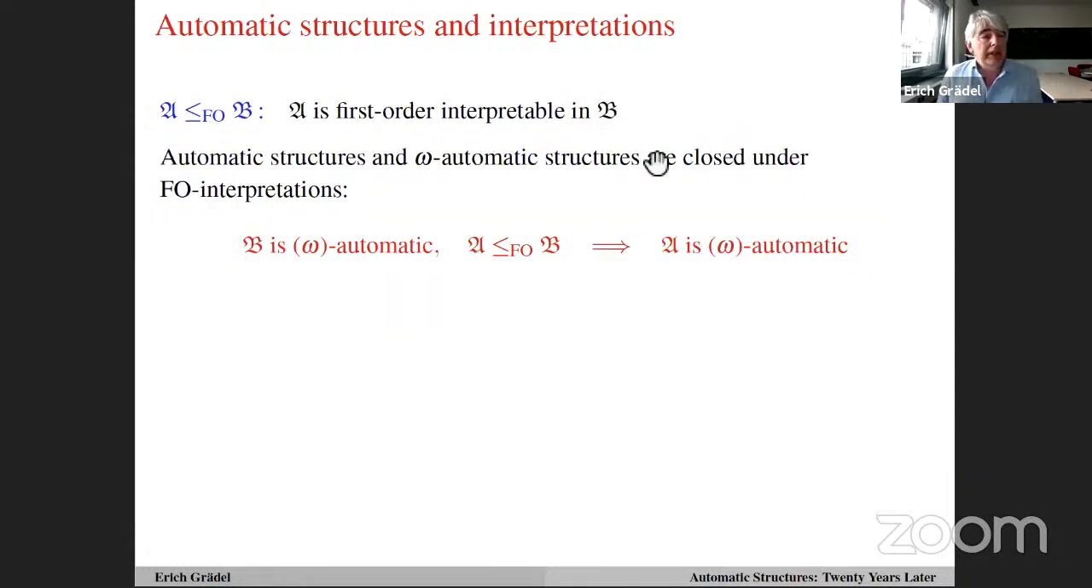So in particular, in the context of automatic structures, we will use first order interpretations. A is first order interpretable in B, denoted in that way. And by the closure properties of automata, automatic structures and also omega automatic structures are closed under first order interpretations. So if we have a structure B that is automatic or omega automatic, and we interpret A inside that structure B by a first order interpretation, then also A is omega automatic or automatic.